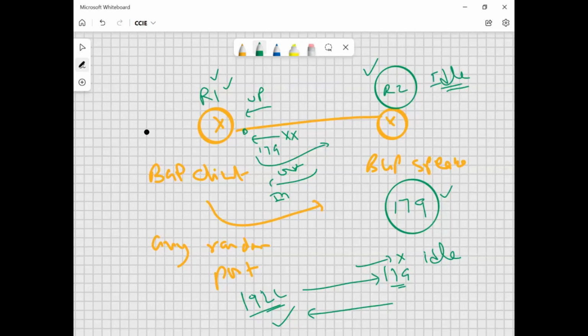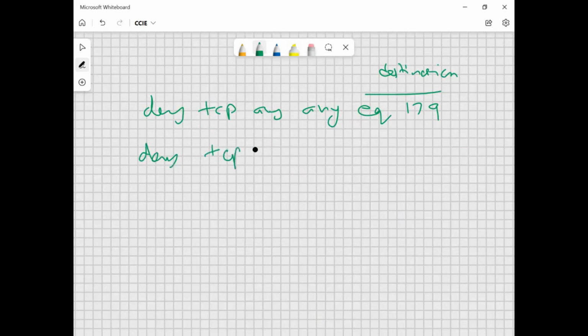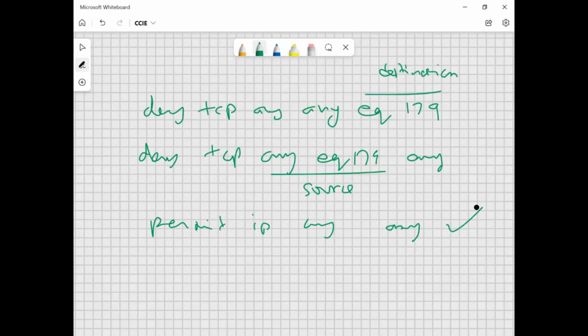So now you tell me, what is the correct way to block BGP using the access list? The correct way would be: deny TCP any any eq 179, that is the destination. Also, I am denying TCP any eq 179 any, this is for the source. Rest, permit IP any any. Is it clear now? Source to destination, destination to source, we are blocking both on 179.